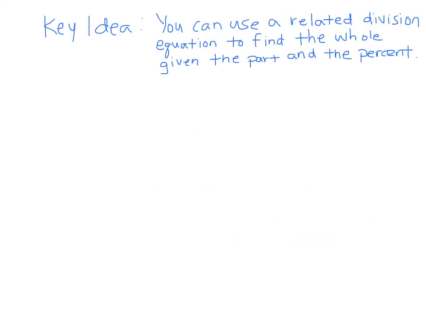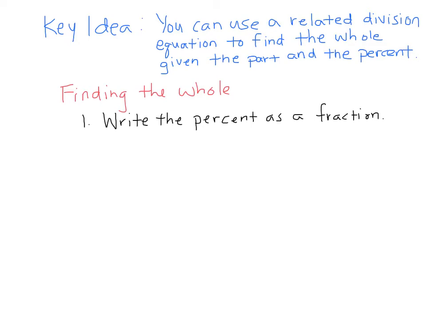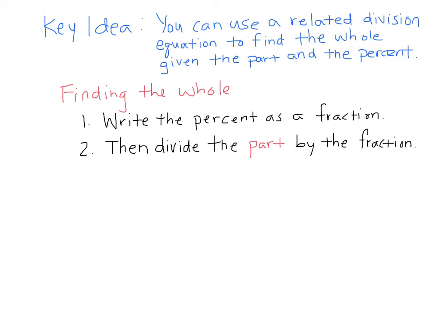So part of the key idea to this section is you can use a related division equation to find the whole given the part and the percent. And so the first part is finding the whole. So that's what we're going to start with. How do you do that? Step 1, you're going to write the percent as a fraction. We know how to do that very easily. We take whatever the percentage is, we put it over 100, we reduce it. Step 2 would be to then divide the part by the fraction.